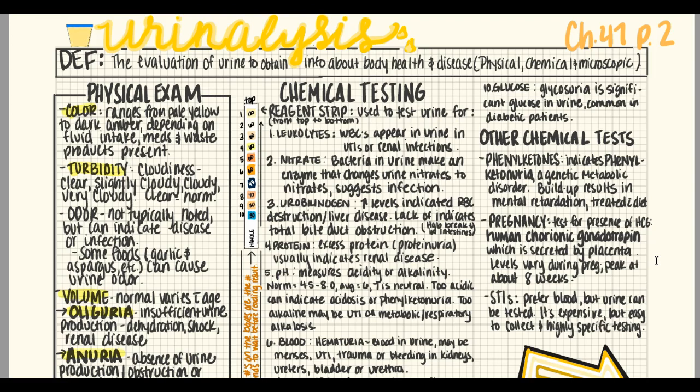We can also test urine for sexually transmitted infections. For STIs, we typically prefer blood, but urine can be tested. It's a little bit more expensive to test urine for STIs, but it is easier to collect because it's less invasive. We don't have to put a needle in anyone. And urine does offer highly specific testing for sexually transmitted infections, just as blood does. It's just a little bit more expensive to do it that way.